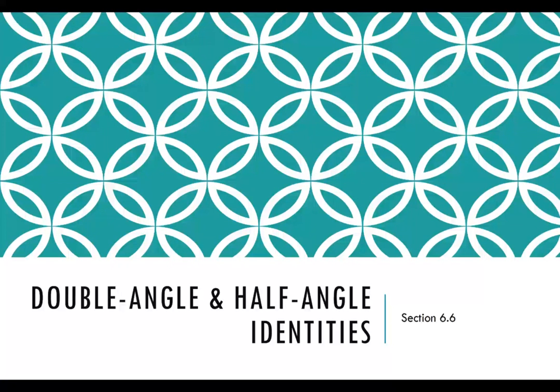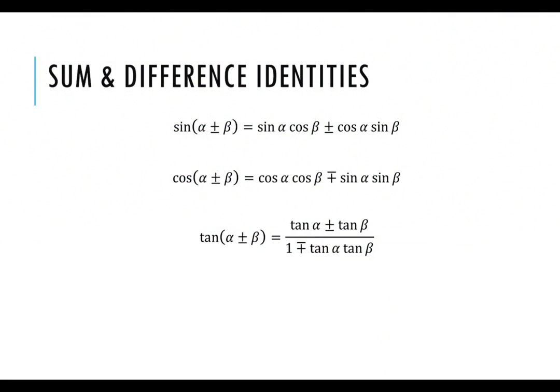Double angle and half angle identities, section 6.6. So, once again, reminder, we have the sum and difference identities, and I claim that if you have the sum and difference identities, then you get for free the double angle identities, and we're actually going to derive those.